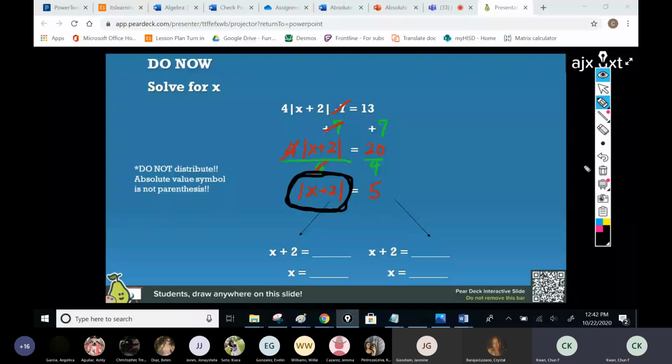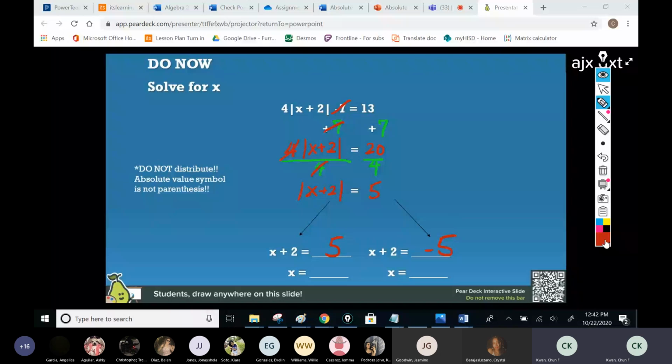you can set it up: x plus 2 equals positive 5, and then x plus 2 equals negative 5. So you have to set it up like this. Make sure you have one positive answer, one negative answer. Okay, and then after that, solve them both individually.